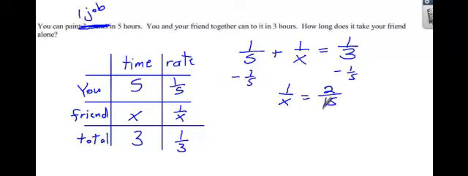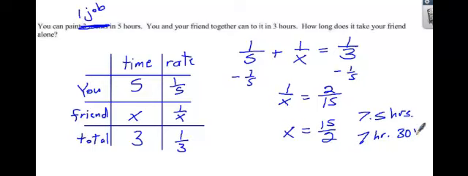Okay? Flip both sides, so I get x equals 15 over 2, or 7.5 hours, or 7 hours and 30 minutes, because 0.5 of an hour is half an hour, which is 30 minutes. So that's how long your friend takes by himself.